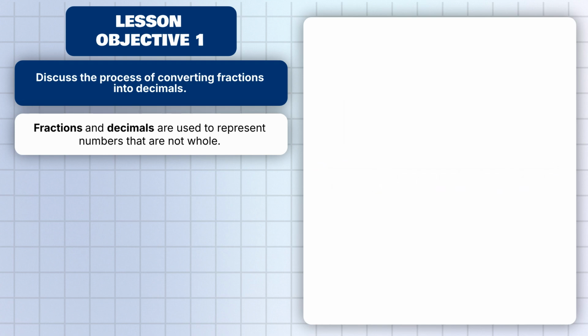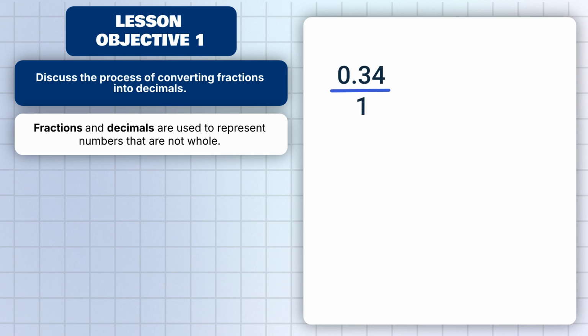We can convert a decimal to a fraction by following these steps. First, writing the decimal as a fraction over 1. Let's consider the decimal 0.34. We start by writing this as a fraction over 1, 0.34 over 1.